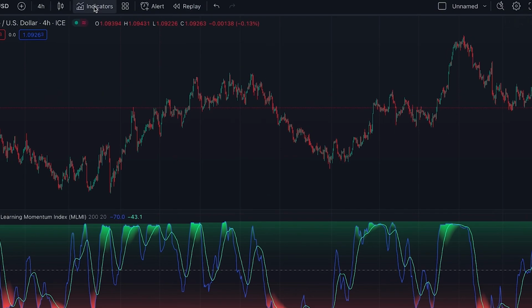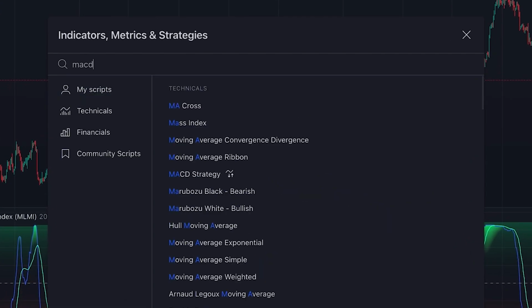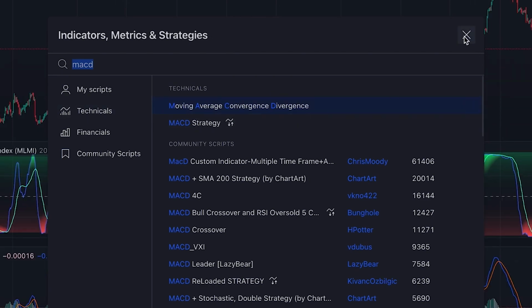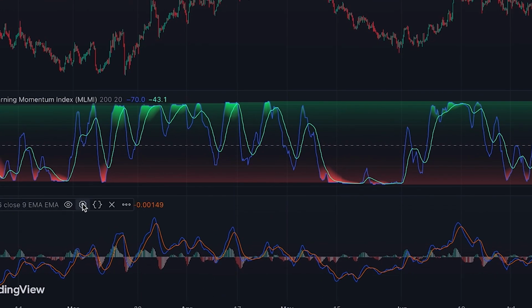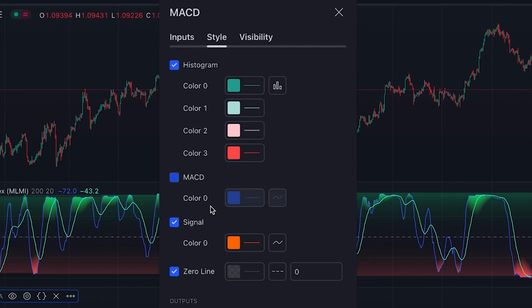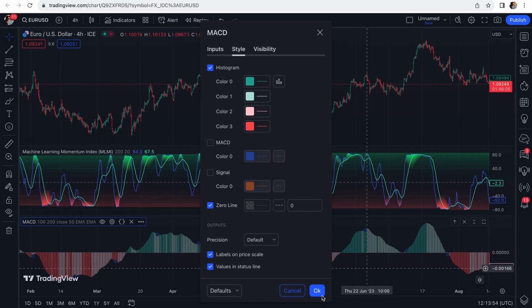So here we click on indicators and we search MACD, this one, moving average convergence divergence, and for this indicator we need to change its settings. Here for the fast length we set it at 100, for the slow length we set it at 200, and for the signal smoothing we set it at 50. And then here in the style tab we remove MACD line and signal line because we don't need them.